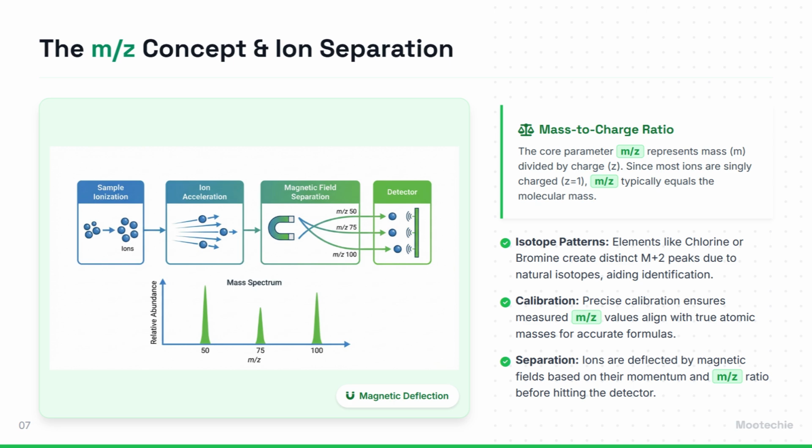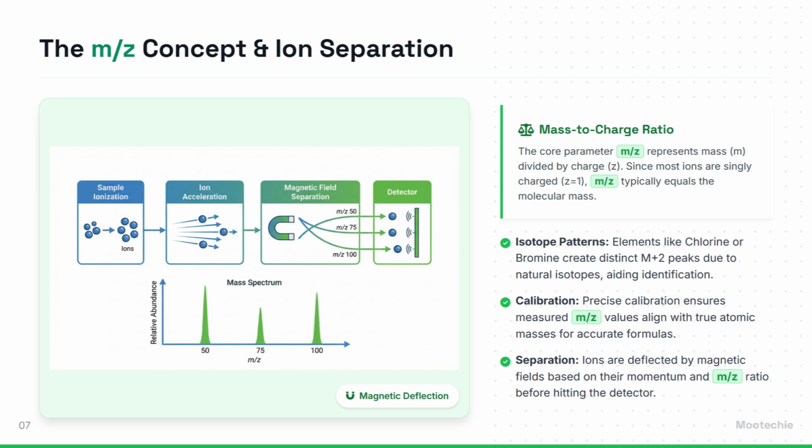Now let's see how this separation actually works: the M to Z concept and ion separation. This slide has a diagram illustrating the process. It starts with sample ionization, followed by ion acceleration, then magnetic field separation, and finally detection. Ions with different M to Z values like 50, 75, and 100 are separated and detected. The resulting mass spectrum is shown as a graph with peaks at these M to Z values, labeled relative abundance.